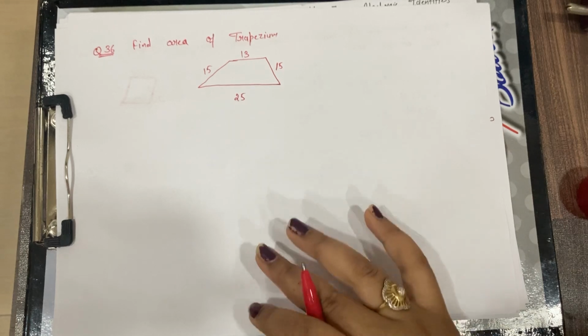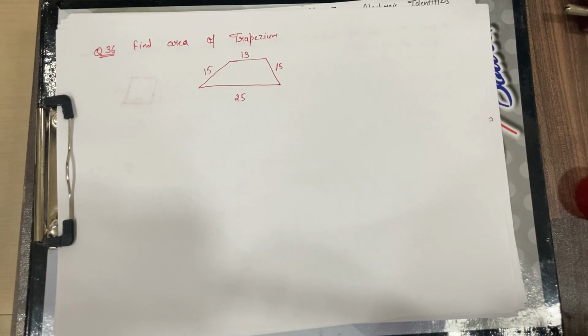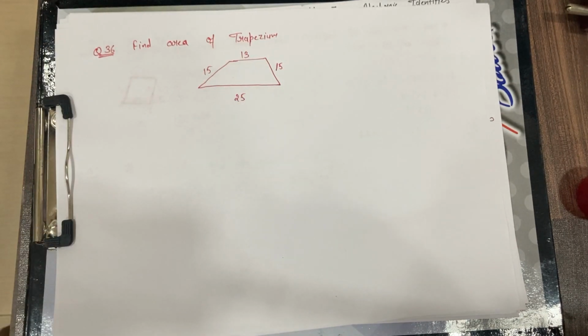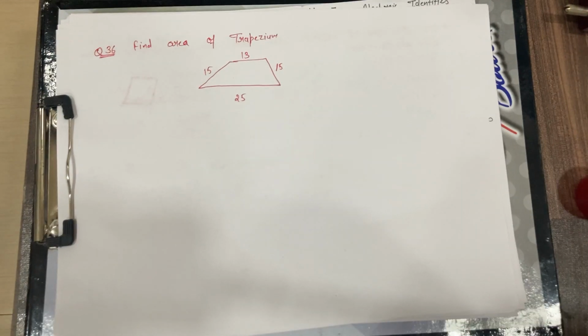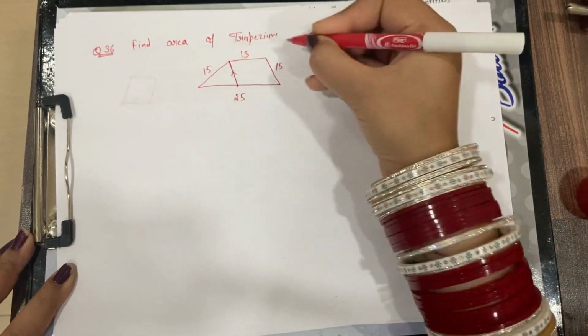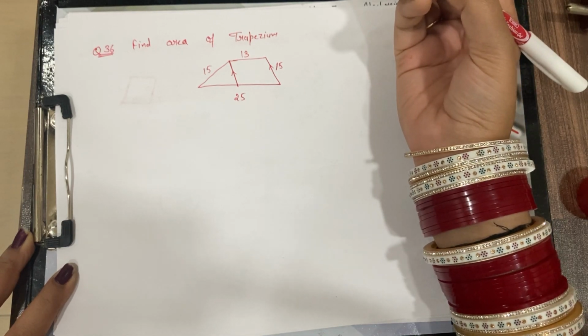Correct? Yes, students, now let us start the 36th question. It is a very important question and most of the time it is a problem for every child. These are questions where you are given the parallel sides and the measurement of the non-parallel sides, but the height is not given. You have to find the area of this trapezium. So how do we do such questions? First, you will draw a line which is parallel to this side. You have to construct it.